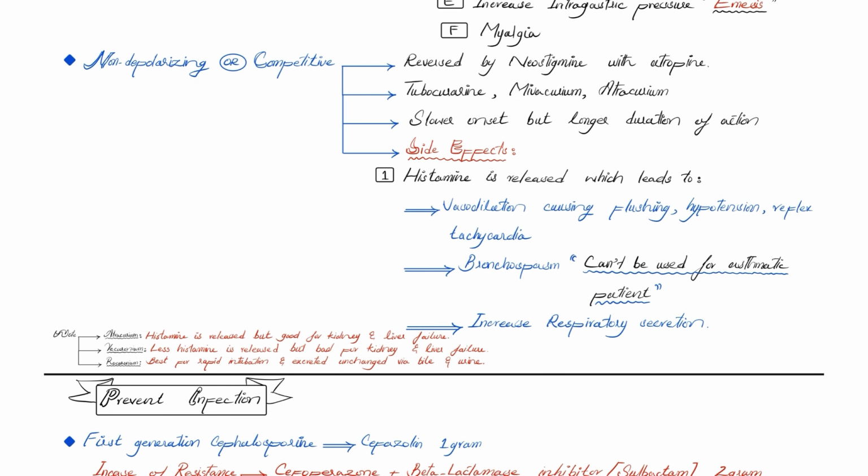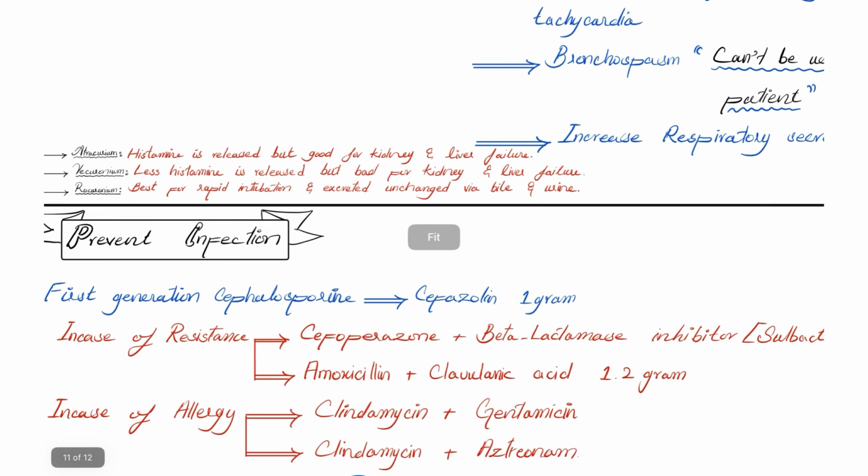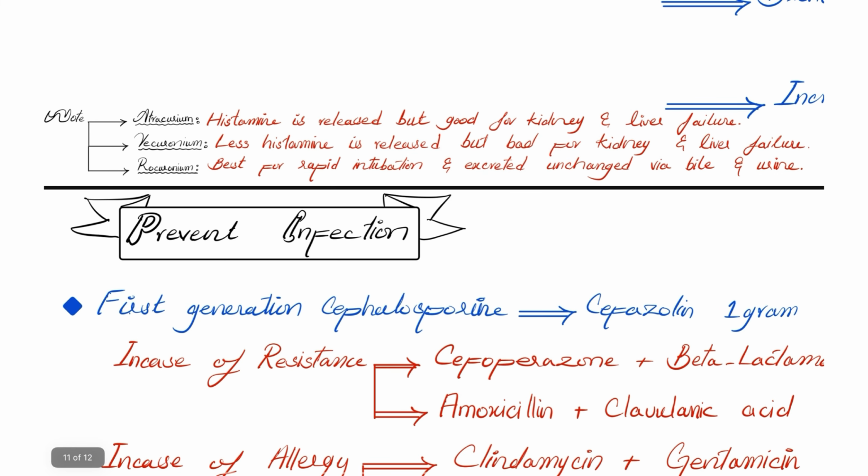Atracurium, histamine is released, but it is good for kidney and liver failure. So you can use it in patients having kidney and liver disease. Vecuronium, less histamine is released, but it cannot be used for kidney or liver failure patients. Rocuronium is best for rapid intubation and is excreted unchanged by bile and urine.